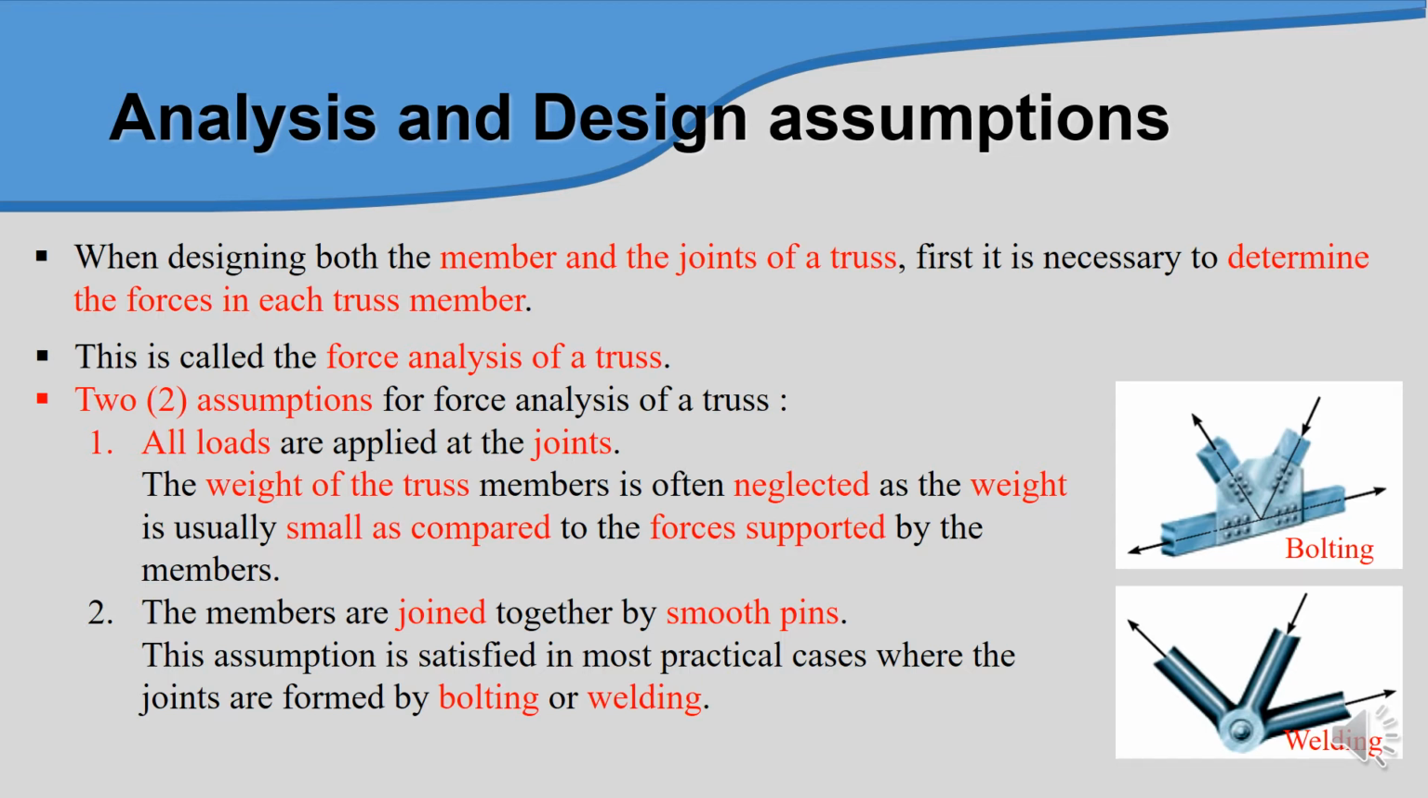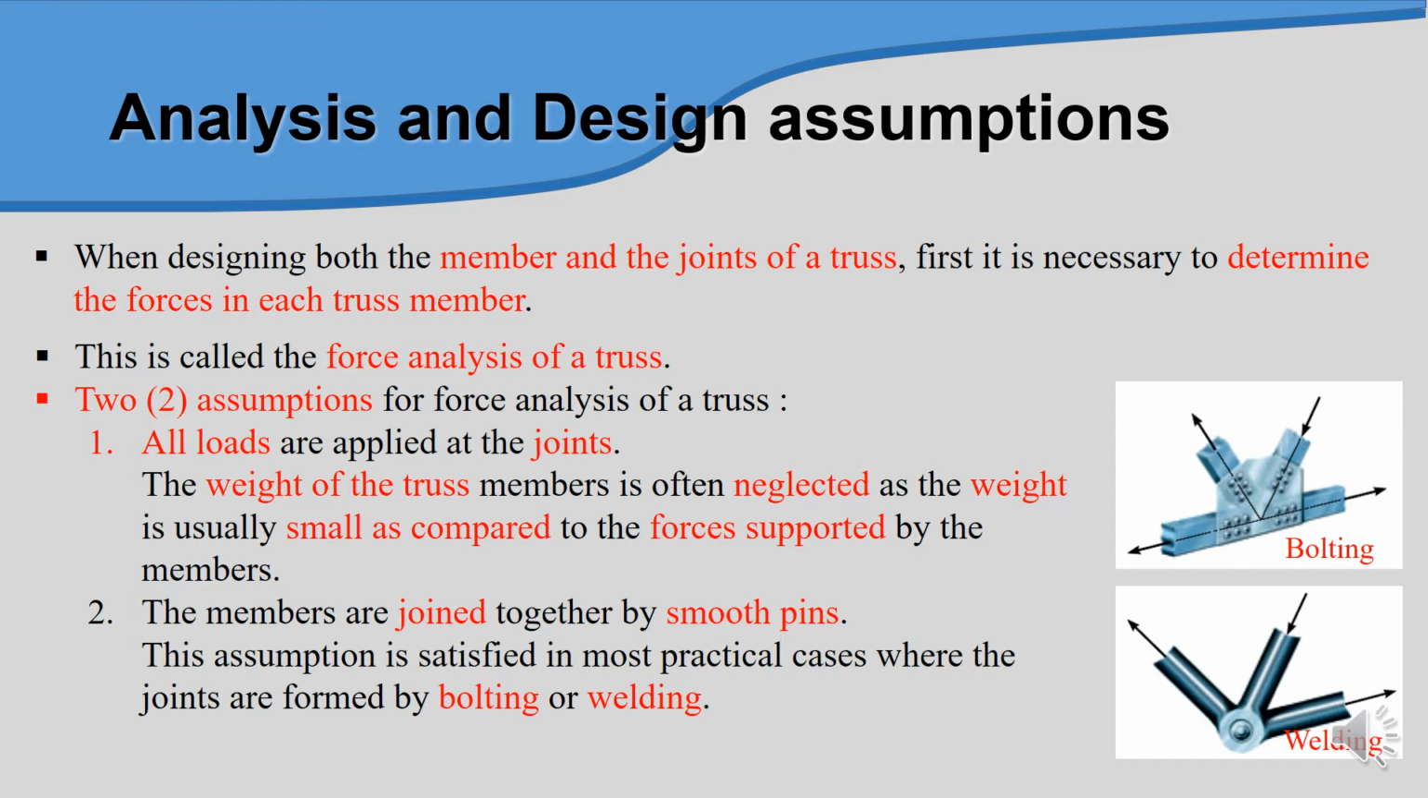There are two assumptions that need to be carried out. The first one, all loads are applied at the joint. Okay, all loads are applied at the joint. So the weight of the truss member is often neglected. That means the weight can be omitted, whereby the weight is usually small as compared to the force supported by the members. Okay, the force is very huge if you compare it to the weight.